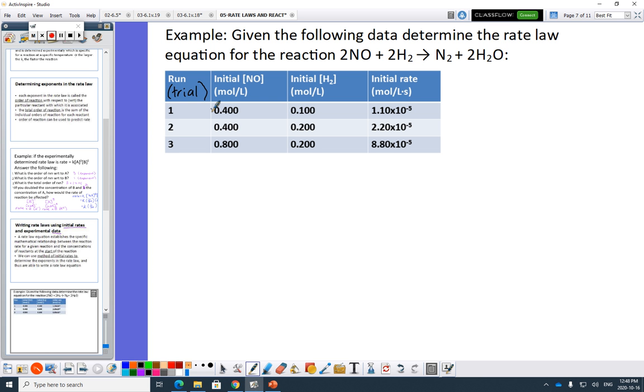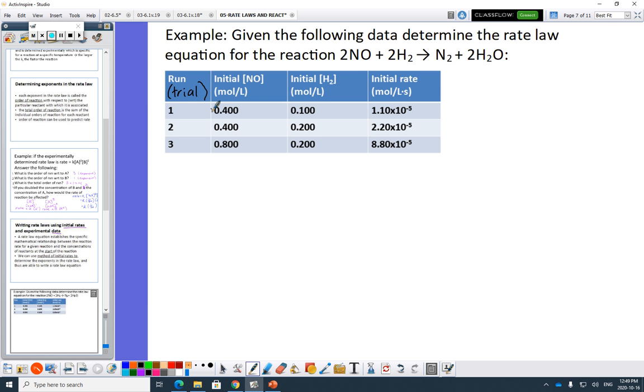You don't know. So if you'll notice, here, this is the same, but this isn't. And then here, this is different, but this is the same. So that's what you're looking for. You're going to pick runs or trials to look at where only one concentration is changing. The other substance or substances aren't.